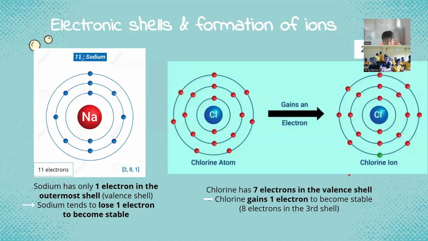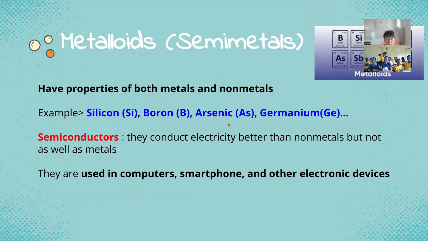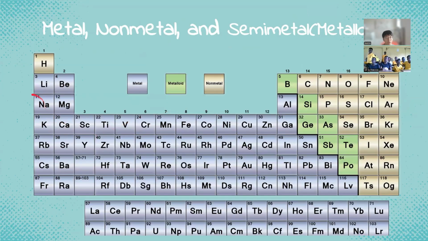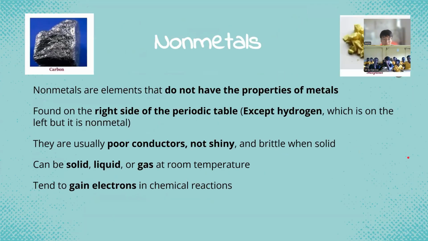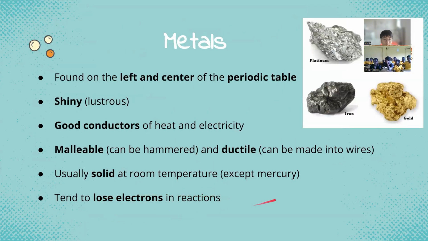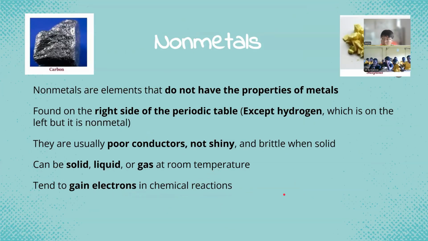Oh, and notice that sodium, since it loses electron, what is it? Sodium is over here. It's a metal. So metals, like I've said, tend to lose electrons. And nonmetals on the right, like chlorine right here, tend to gain electrons. That's why I said here: metals lose electrons, nonmetals gain electrons.